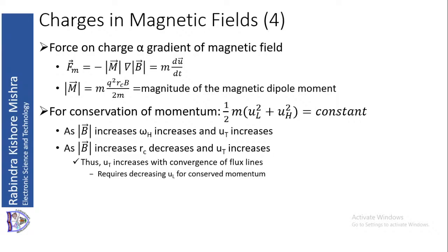So this requires decreasing UL to conserve momentum. To conserve momentum, if UT is increasing, UL has to decrease. Otherwise, energy will keep on increasing, and energy cannot be created. Half m UL square plus UT square will not remain constant if both of them increase. Therefore, UT increases, requiring a decrease in UL for conservation of momentum.